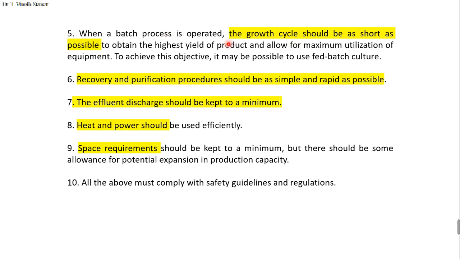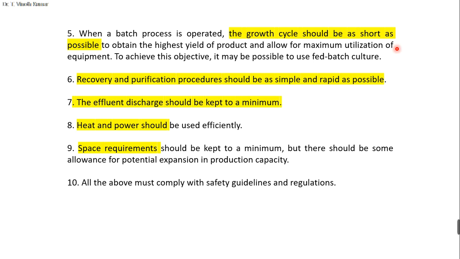The growth cycle means, maybe if you are producing an enzyme, if within 3 days you are getting the enzyme, the total yield, that is better. At the same time, if you are going for 5 days, the extra 2 days means 2 days of extra production cost. That will increase your product cost also.